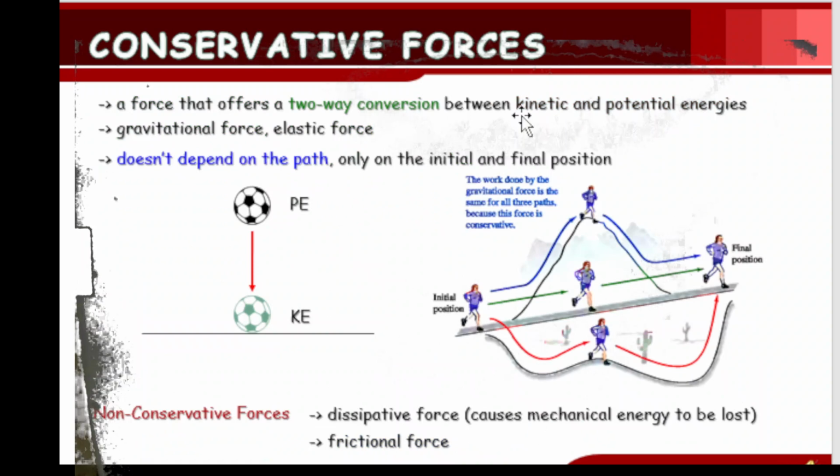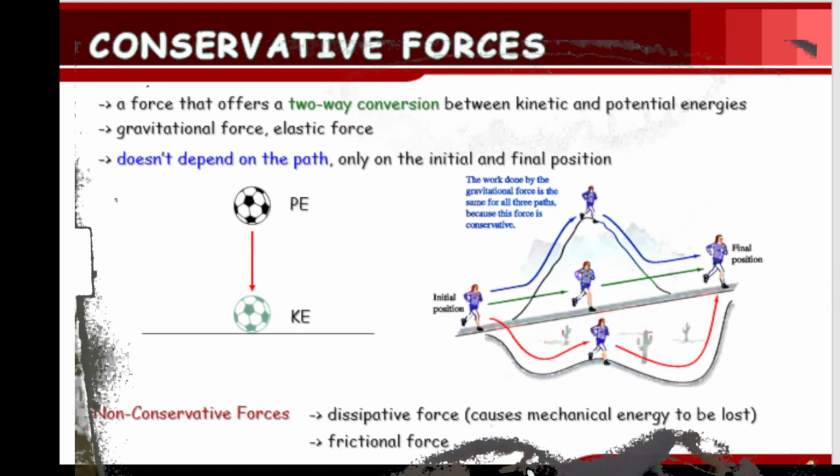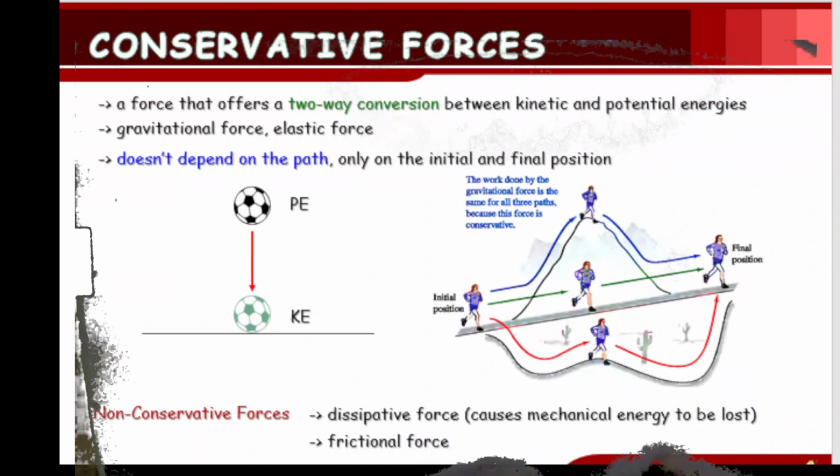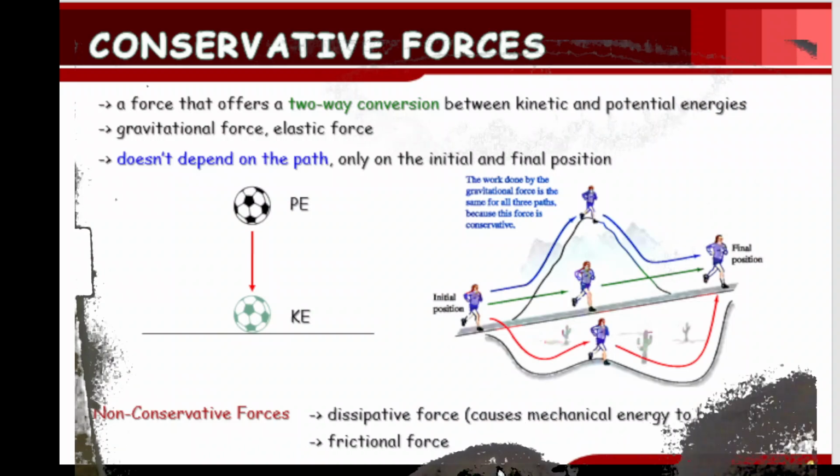Okay. So before we have an example, let us first look at the conservative forces. Again, the two conservative forces are the gravitational force and the elastic force. These conservative forces offer a two-way conversion between the kinetic and potential energies. Take note that it doesn't depend on the path. It only depends on the initial and final positions.